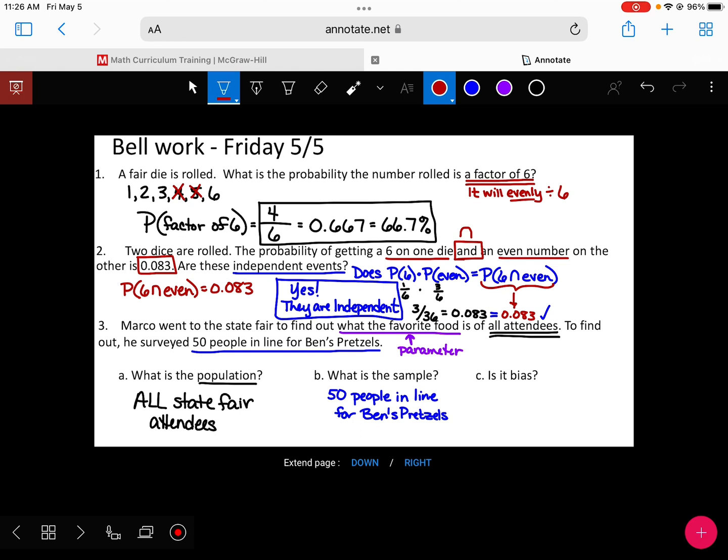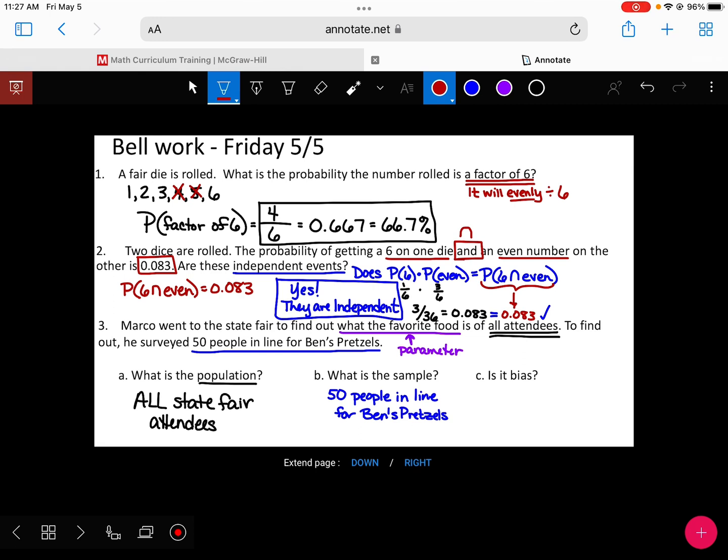Be careful with this last question. We want to know, is this bias? Remember, it is bias if my sample, who I actually got my information from, does not represent all the different possible viewpoints of my population. Who did we say the population was again? All the state fair attendees. All the state fair attendees. Who was the sample? 50 people in line. 50 people in line for Ben's pretzels.